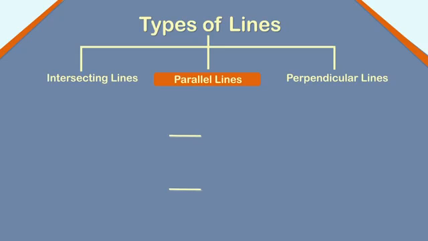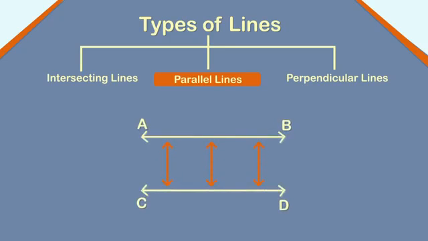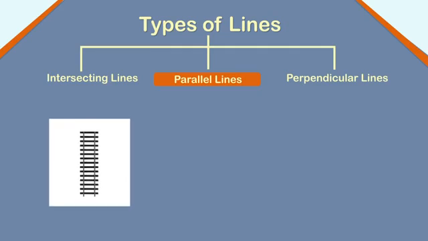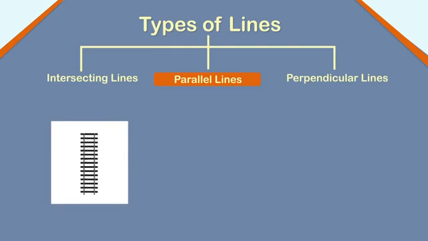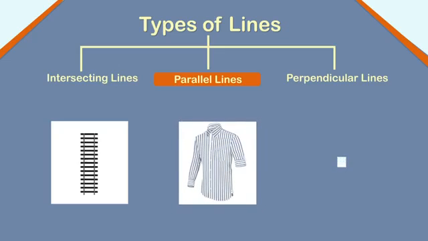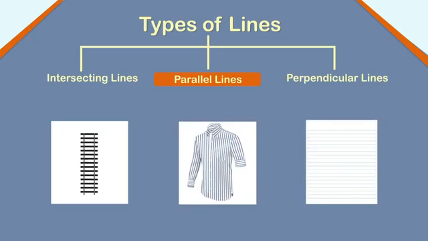Lines which never meet and are always at an equal distance from each other are called parallel lines. Here, line AB and line CD are parallel to each other as they are at an equal distance from each other and they do not meet. The railway track is a great example of parallel lines. Other examples are stripes on a shirt, the lines on the page of a notebook.